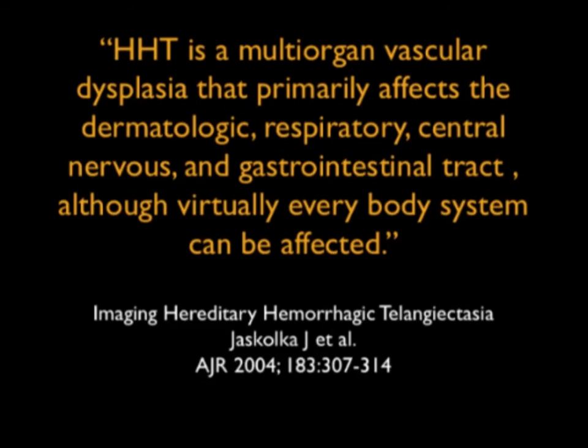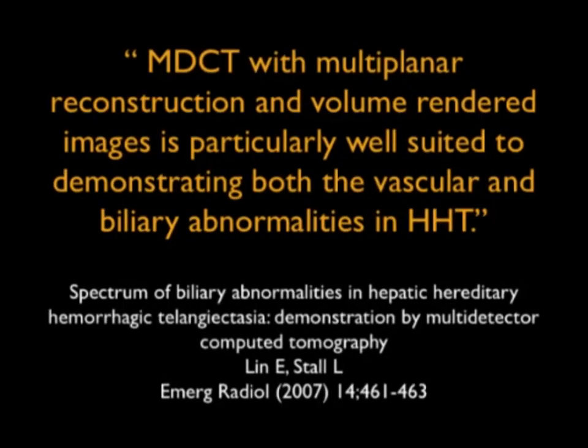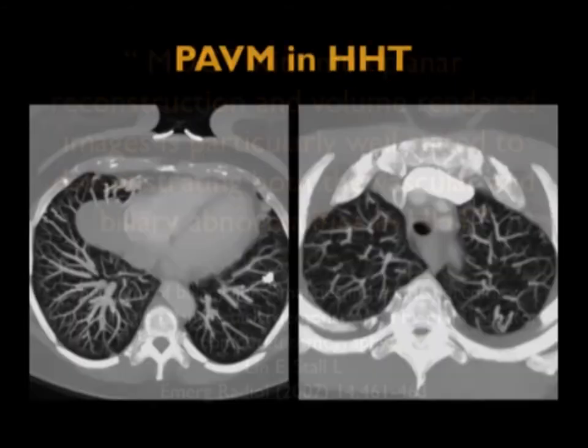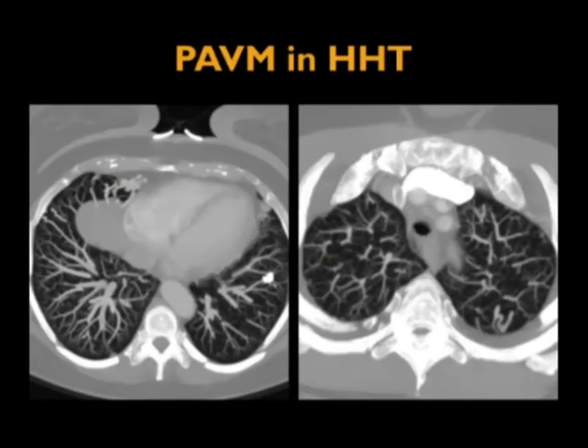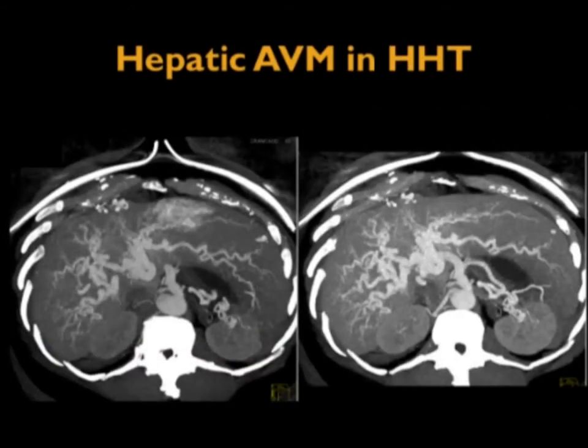HHT, multi-organ vascular dysplasia, as we mentioned. And this article by Jess Kalla makes the point that virtually every body system can be affected. And this article by Lynn makes the point that multiplanar and volume rendering are particularly helpful. Couple examples. Here's the lungs in a patient with multiple PAVMs and HHT disease. And here's that same patient looking at the liver. And here it is, a few more views.